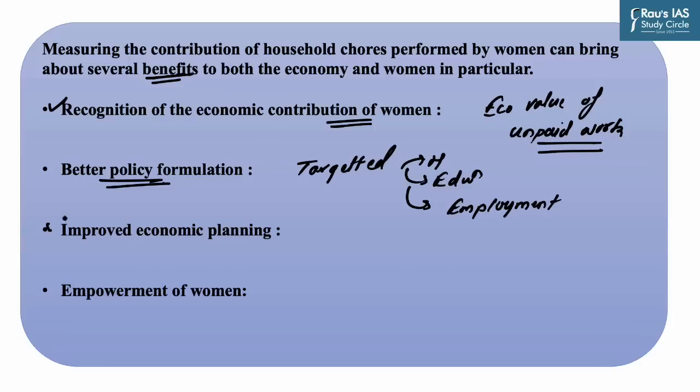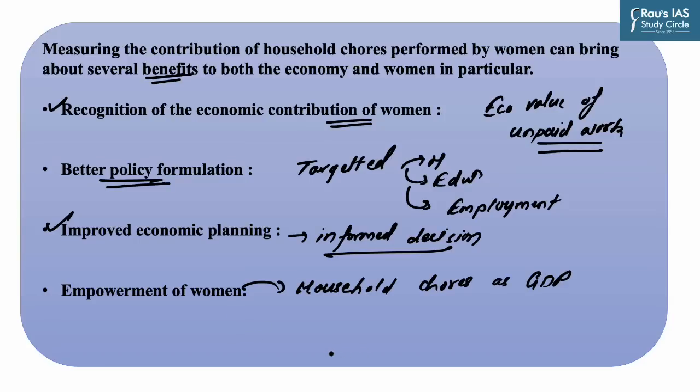Now, another benefit lies in improved economic planning. The measurement of household work can help in improved economic planning and decision making. This can provide policymakers with a more complete picture of the economy and help them make more informed decisions. And lastly, measuring household chores as part of GDP can empower women by recognizing their work as valuable economic activity, leading to increased labor force participation rate, better wages, and working conditions. So, the measurement of household chores performed by women can help in recognizing the value of women's unpaid work and enable policymakers to design more targeted policies for women's economic empowerment.